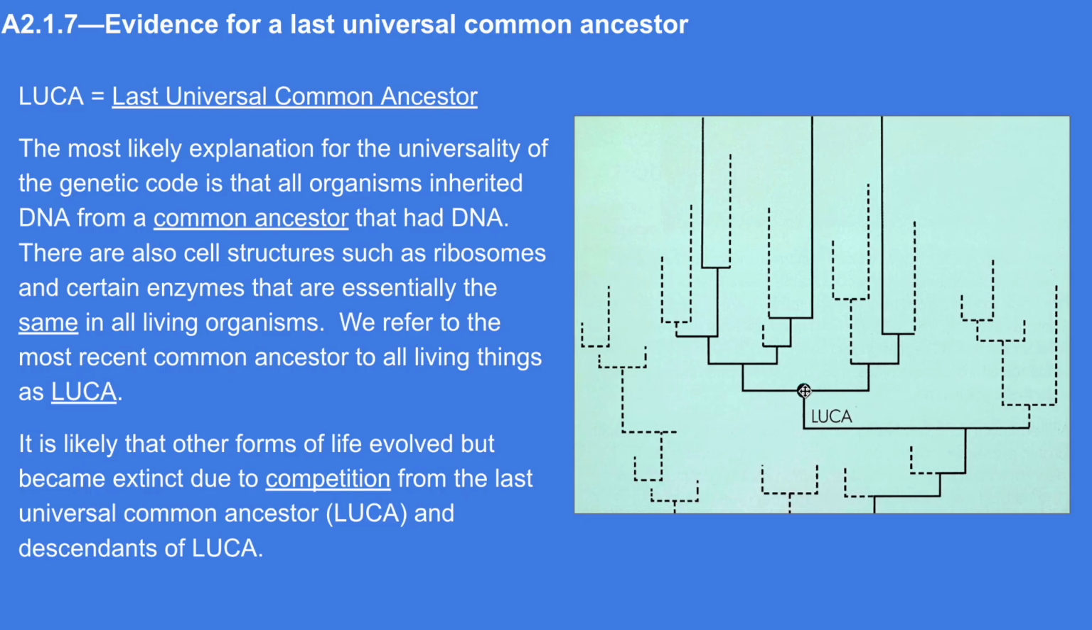There are also cell structures such as ribosomes and certain enzymes that are essentially the same in all living organisms. It is likely that other forms of life may have evolved, and that's indicated by all of these other branches. However, they would have become extinct due to competition with LUCA. And so this would have outcompeted these other branches and they would have gone extinct, leading to what we see today: all of the descendants of this last universal common ancestor.